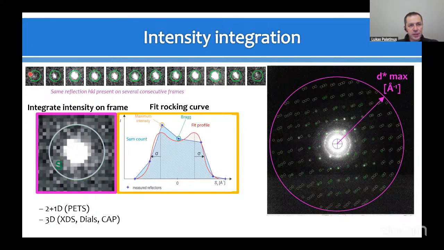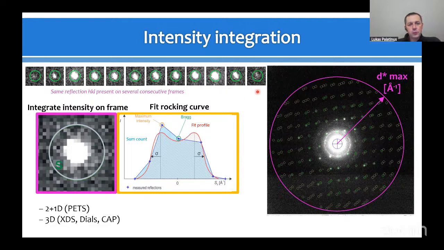And this is illustrated here on these small cutouts on the top. So each of these squares is the same reflection occurring on consecutive diffraction patterns. You can see how the intensity goes up, and then it fades down a little bit, then goes up again, and then disappears. This is a typical pattern for data collected with precession electron diffraction geometry. So in that case, the profile looks like this. It has two maxima. That's why we call it a camel.